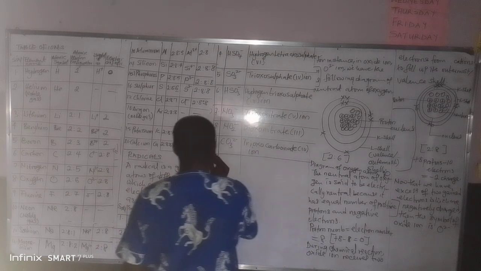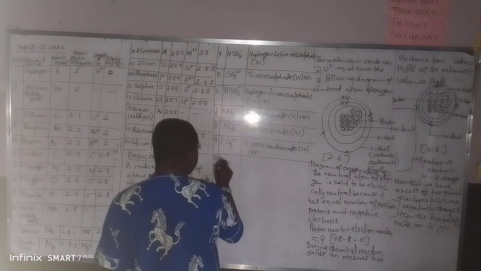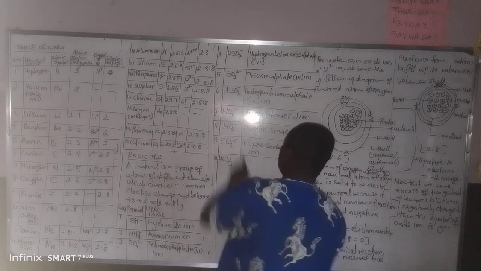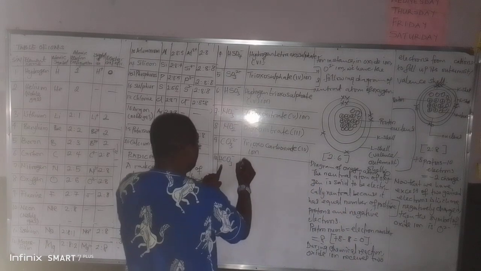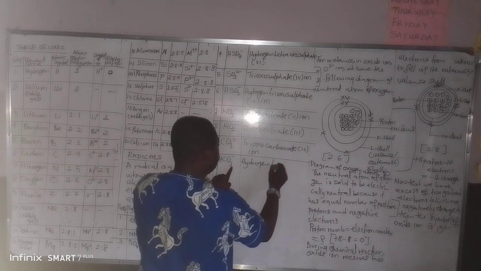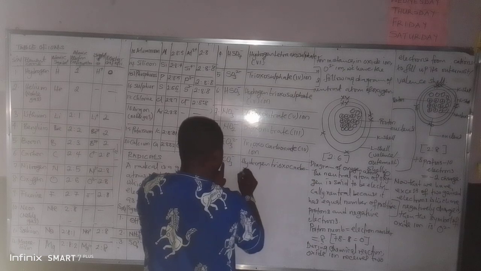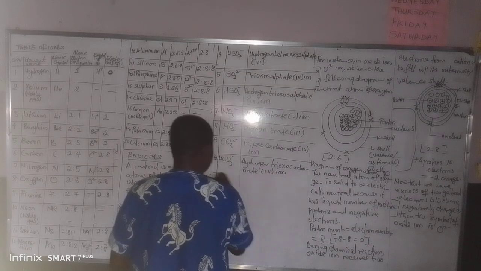Then we can also have number 10. We are going to 17. So we can introduce hydrogen here before we write the CO3. But this time around, instead of writing 2 minus, we write just only 1 minus. So for this one, that becomes what? Hydrogen, then come here, trioxocarbonate 4 ion. So that's what we have there.